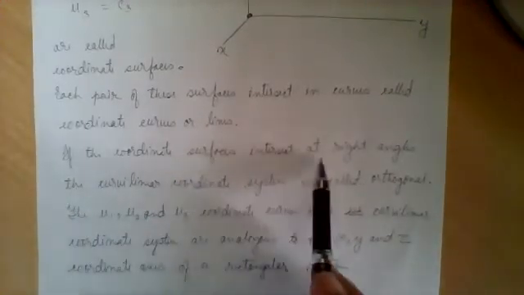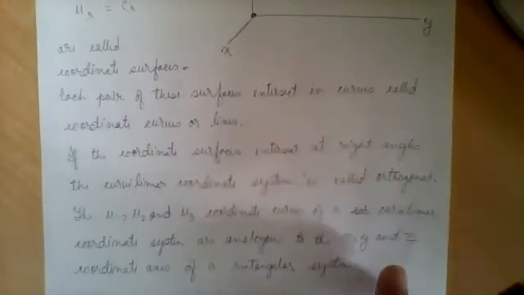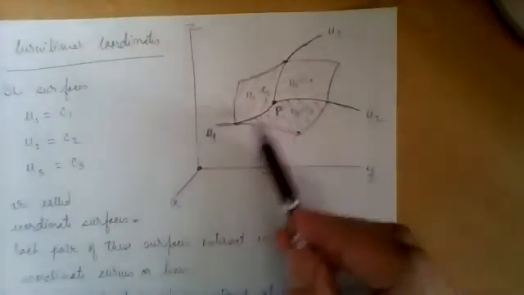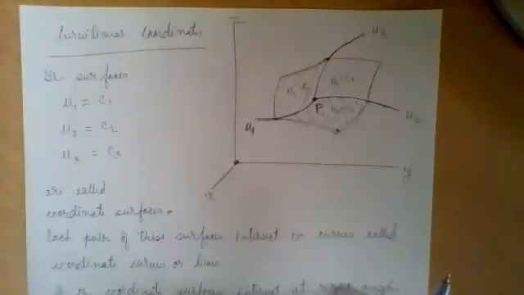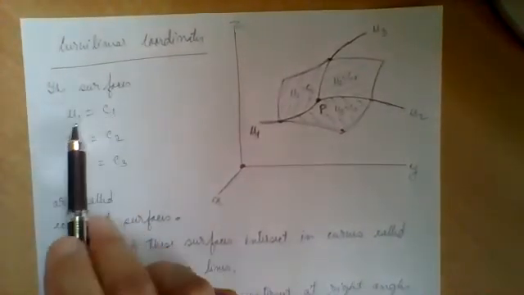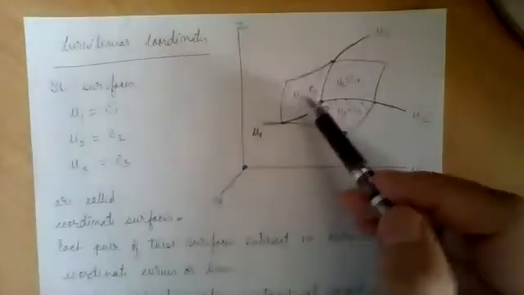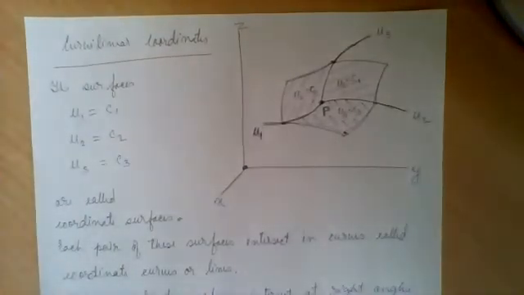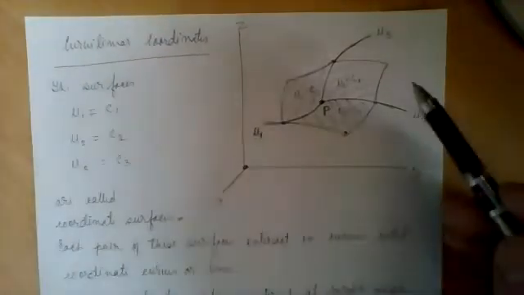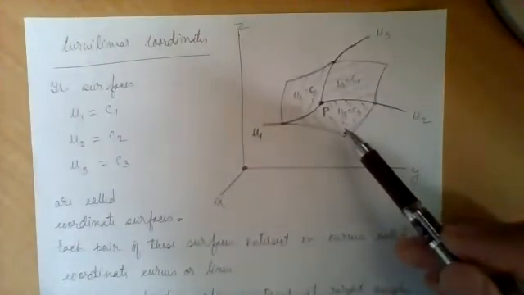If the coordinate surfaces intersect at right angles, the curvilinear coordinate system is called an orthogonal curvilinear coordinate system. It is curvilinear because these three surfaces, u1 equal to c1, u2 equal to c2, u3 equal to c3, can be curved surfaces.